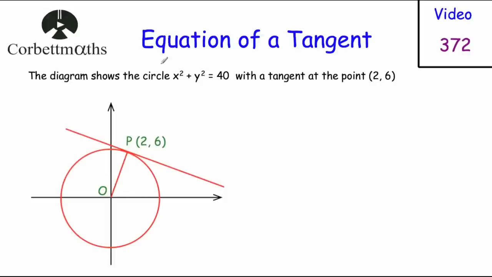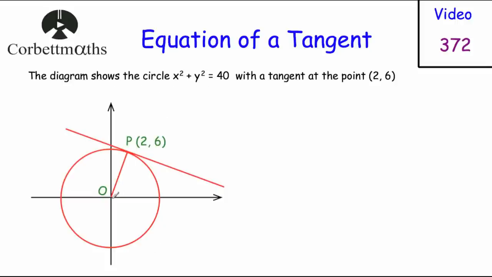So the last topic we're going to look at is the equation of a tangent to a circle. And that's video 372 in Corbettmaths. So here we've got a circle, and there's a tangent to that circle, and it's a tangent at the point 2, 6. And the question says, the diagram shows the circle x squared plus y squared equals 40.